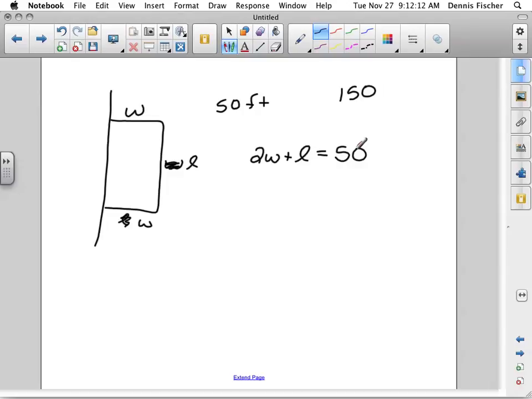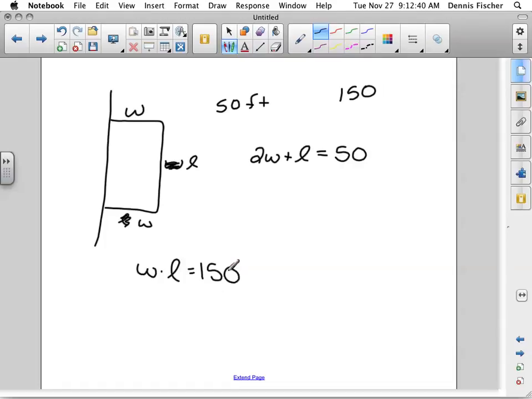That makes sense? Now, when we solve a problem, one thing you have to realize, we can't solve a problem with 2 variables. Correct? Right now we have 2 variables there. One other thing we know is the area. How do you find area of this rectangle? Length times width. So W times L equals my area, which is 150. So I have 2 equations.